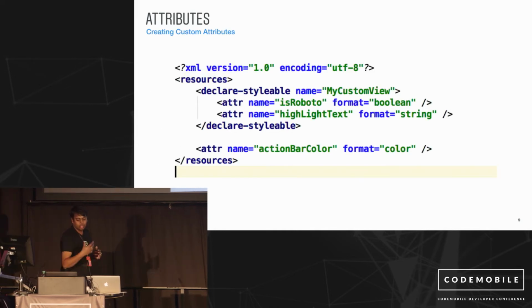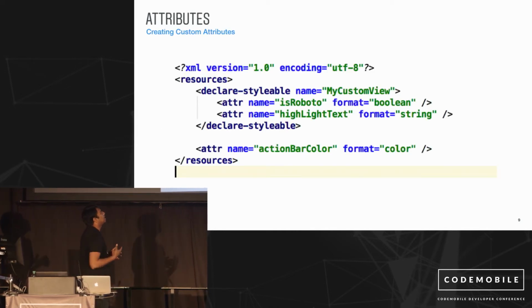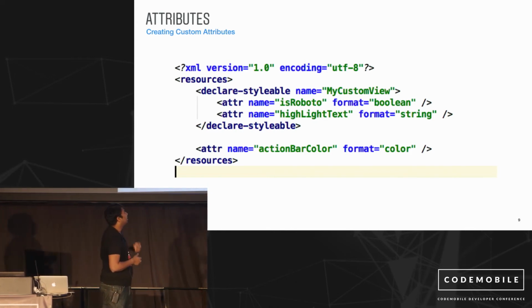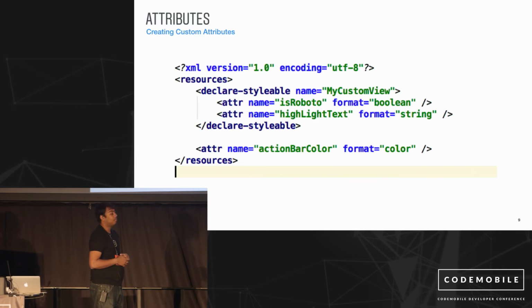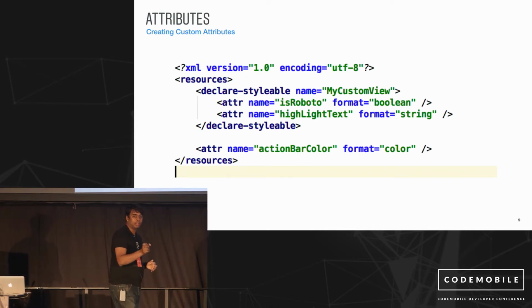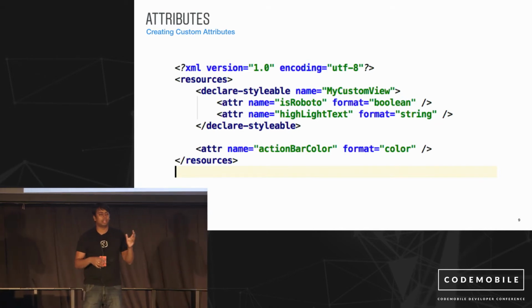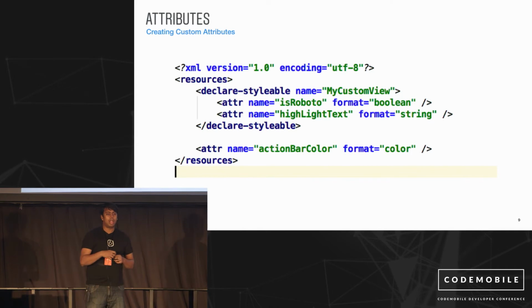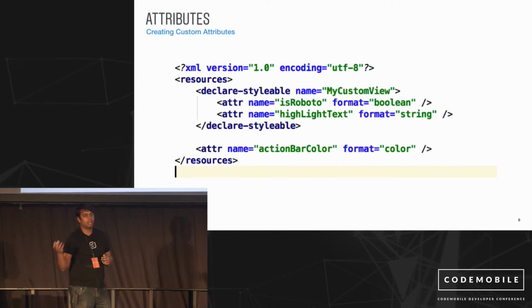Okay. So the way we do it is, here I have created a styleable by the name of custom view, and it has two attributes. One is checking if the font is Roboto, and the next is if I want to put something in a text, which is a highlight text. That's nothing but a string format for that. So now I can basically read from these attributes, whatever you have written in your XML, from the Java perspective, and start applying them in the background.